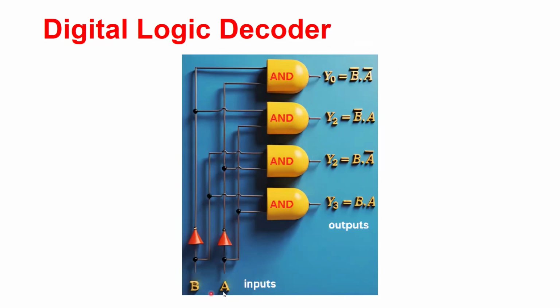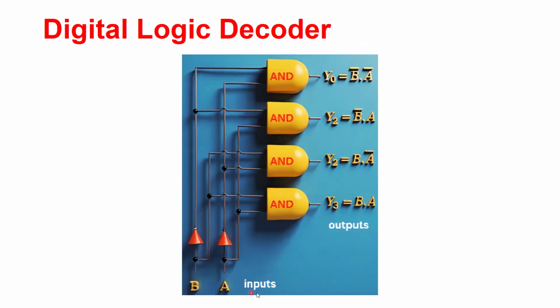Similarly, if you apply 0, 1, Y1 will be selected, that is B bar and A. Other AND gates will remain in logic low state, that is, they are inactive. For 1, 0, B is equal to 1, A is equal to 0, Y2 gets enabled. So Y2 gets activated and the other outputs remain deactivated.